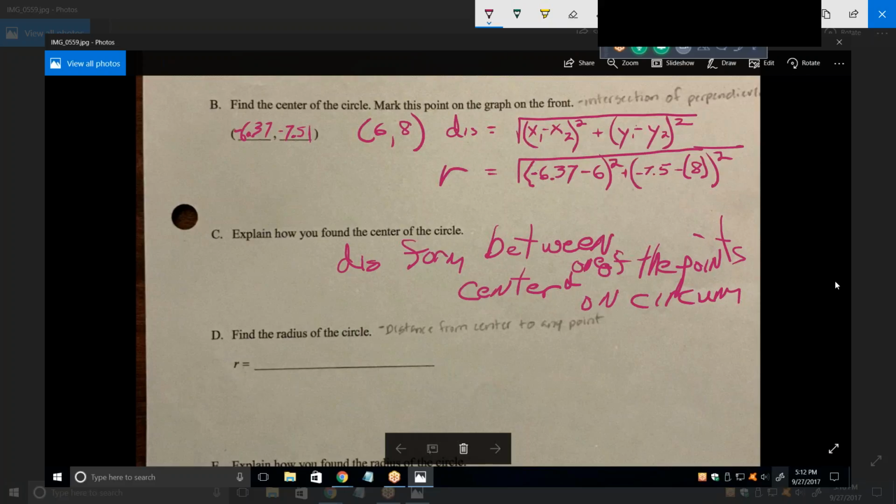Okay, so I guess I got this backwards here. I didn't scroll down far enough. In other words, this is actually the explanation for how we found the radius.